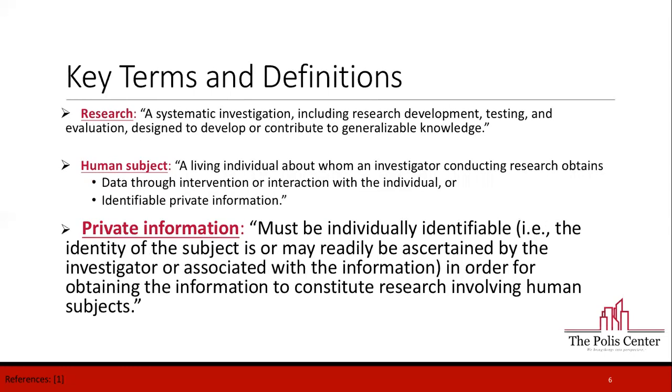Private information, according to the government, includes individually identifiable information. So that is, the identity of the person, the subject, is readily ascertained by the investigator or associated with the information about that person. So for example, the person's name, that's private information, that's identifiable information. And throughout this project, we will be collecting that sort of information about clients.